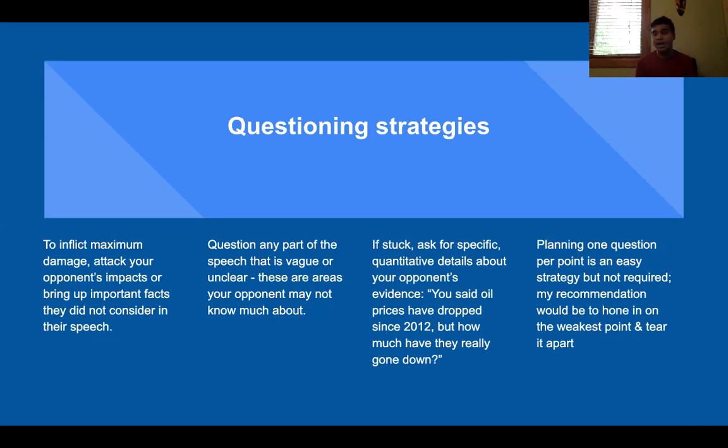If stuck, ask for specific quantitative details about your opponent's evidence. You said oil prices have dropped since 2012, but how much have they really gone down? One of two things happens. Either one, they don't know, in which case you buy yourself some time, and in some judges' eyes that looks a little bit unimpressive. Or two, they provide you some number.